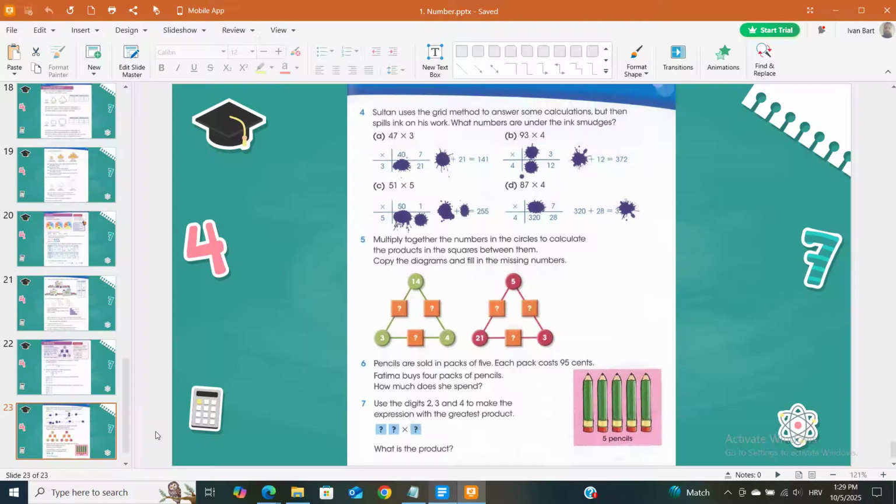6. Pencils are sold in packs of 5. Each pack costs 95 cents. Fatima buys 4 packs of pencils. How much does she spend? 7. Use the digits 2, 3 and 4 to make the expression with the greatest product. What is the product?